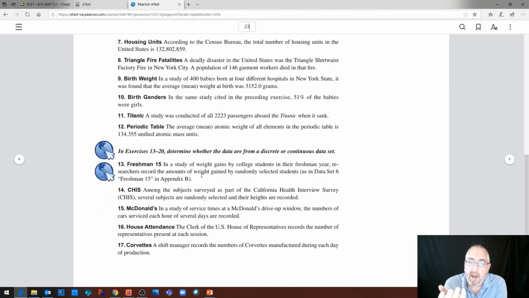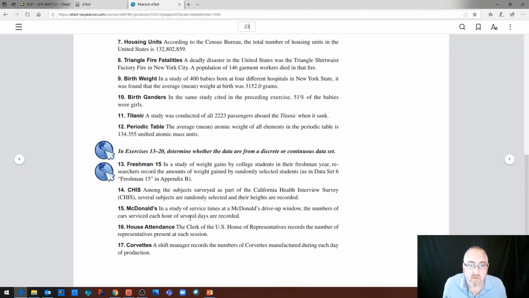So what would that weight gain be considered, do you think? Would it be discrete? Is it countable? Or is it continuous and not countable? Hopefully you're guessing it's not countable, which means it's continuous. If it's going to be continuous, again, you're not going to gain exactly 3 pounds. There's no way that can happen. So that's got to be a continuous variable.